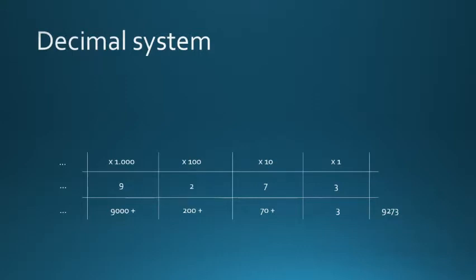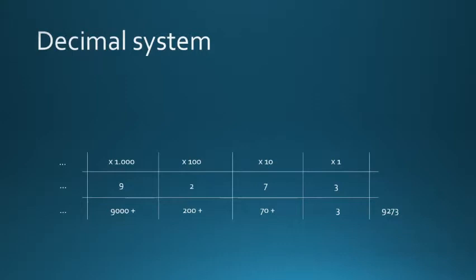So the first column is the column of 3, and you multiply 3 by 10 to the power of 0. That's 1, so 3 times 1 equals 3. That's the bottom line. We do the same for 7. 7 is in column number 1. 3 was column number 0. 7 is column number 1. We do 10 to the power of 1, which is 10. So we get 70.